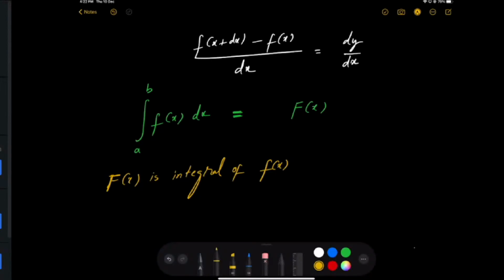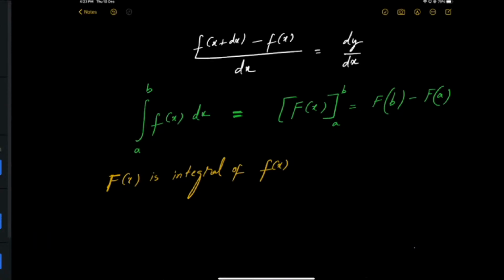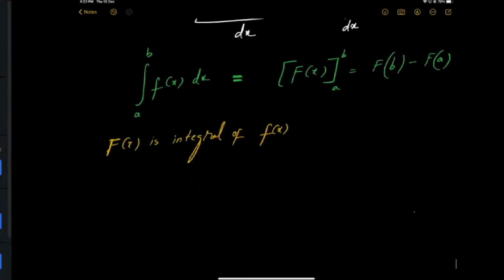So here I'll write F of x first, and then I'll put a square bracket around it, and I'll put the limits a and b. And to finally get the answer, I should substitute value of b and a, and I should subtract lower limit from the upper limit to get the answer. I'll just explain what it is first, and then I'll tell you why it works. I'll just explain with the help of one example.